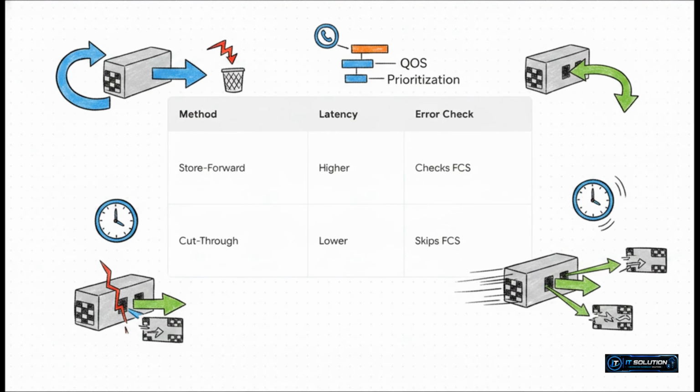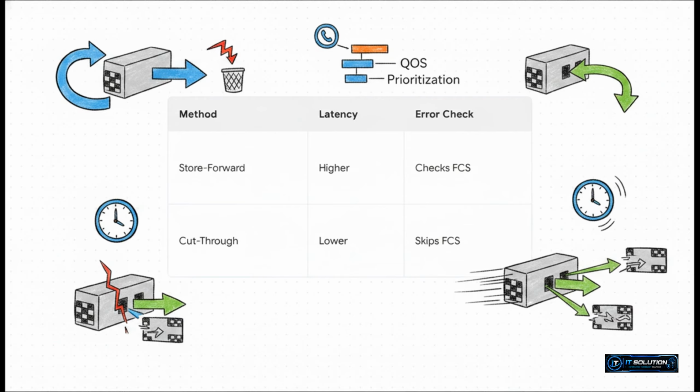We've talked a lot about how a switch decides where to send a frame. Now let's contrast the two primary methods for how it physically moves that data. First up, we have store and forward. In this method, the switch receives the entire frame, literally all the way to the end, and computes that FCS checksum we saw earlier. If the frame is corrupted, it just drops it. This prevents bad data from wasting your network bandwidth. Now, because it waits for the whole frame, latency is slightly higher.